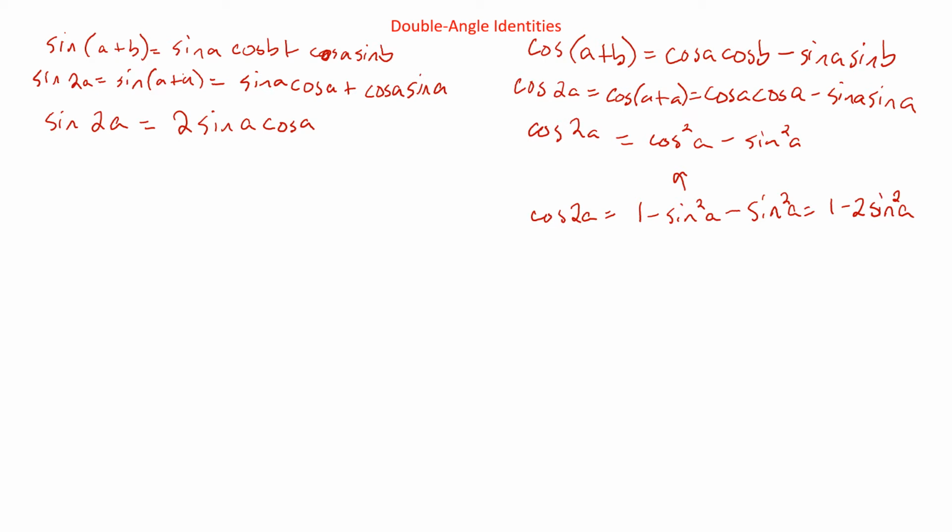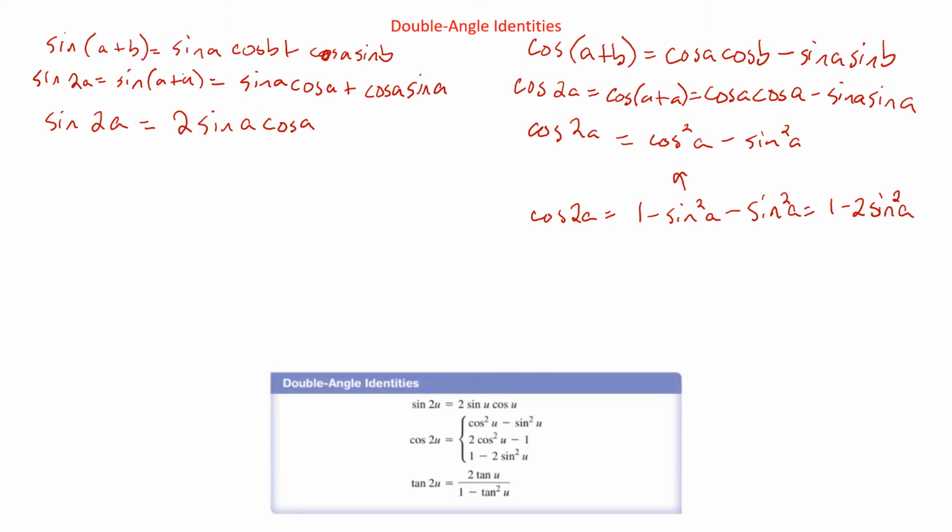And we can do the same thing with the sine squared. That's 1 minus cosine squared. So we can do that. So cosine actually has 3 different double angle identities, depending on what we're looking for. And then the tangent is simply the sine over the cosine, which can simplify to this. So we have sine of 2u is 2 sine u cosine u. The cosine of 2u, we have those 3 different options.